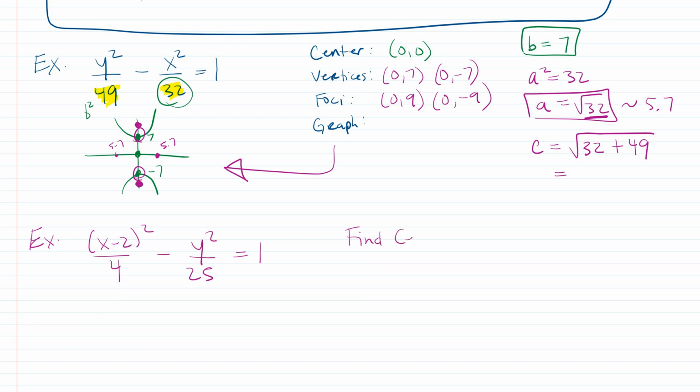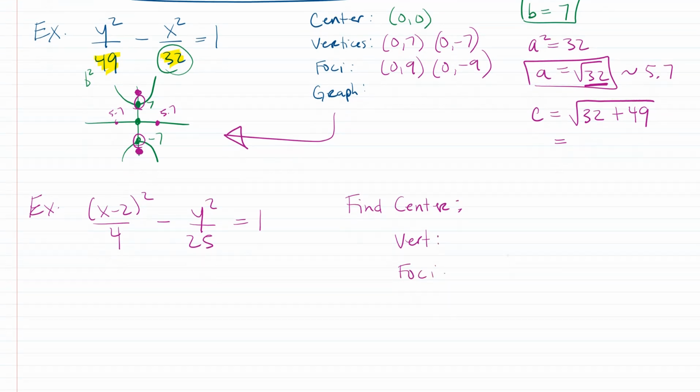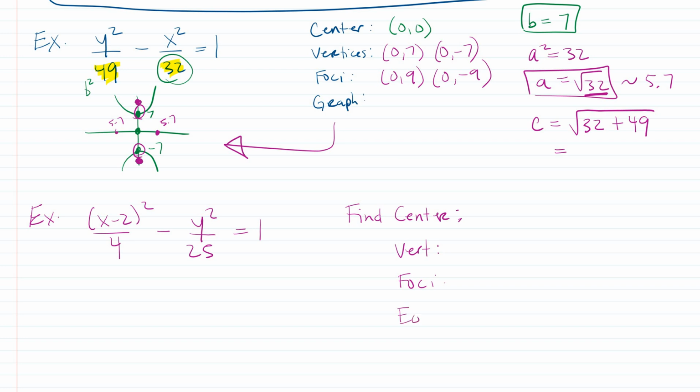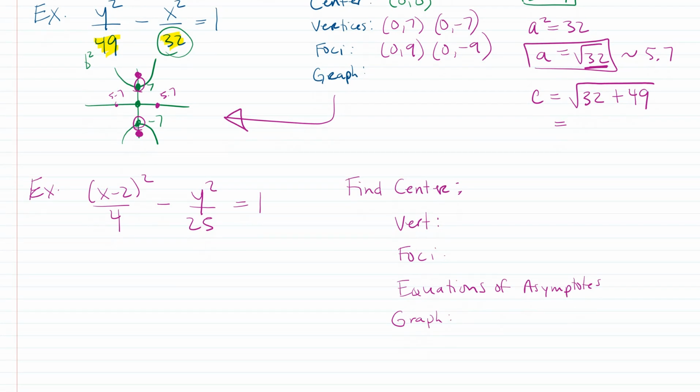I want you to find the center, the vertices, foci, and then we're going to start talking about the asymptotes. So the equations of the asymptotes. And then of course I want you to graph it, but we'll do that in the process.